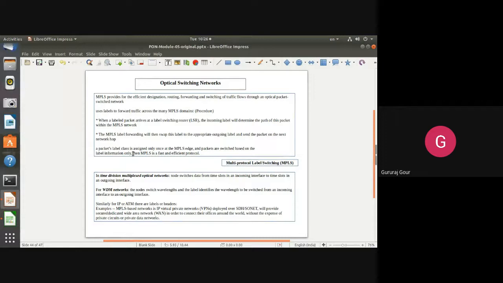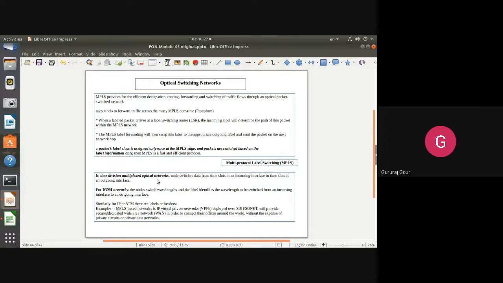Here the packet's label is designated only once, at the MPLS edge, and the packets are switched depending on this label information only. So this particular concept makes MPLS a fast and efficient protocol. This is very important. So this is how it will be labeled. That is the concept lying behind MPLS making it a fast and efficient protocol.